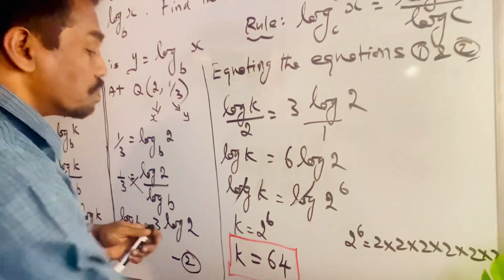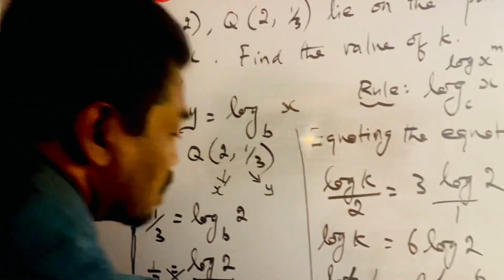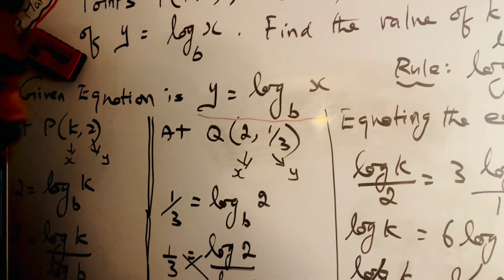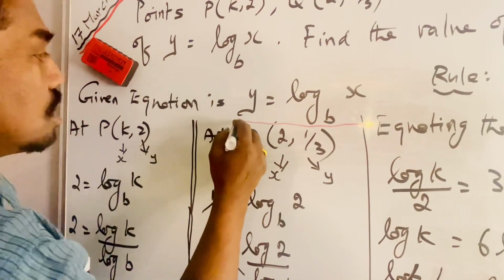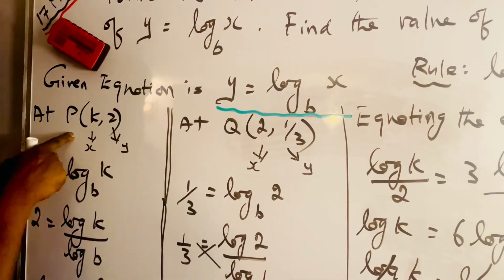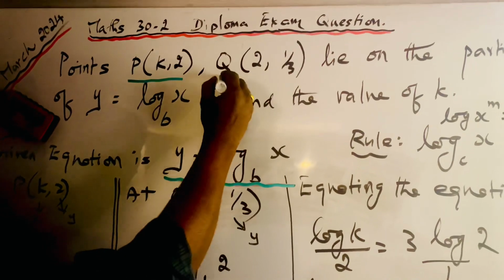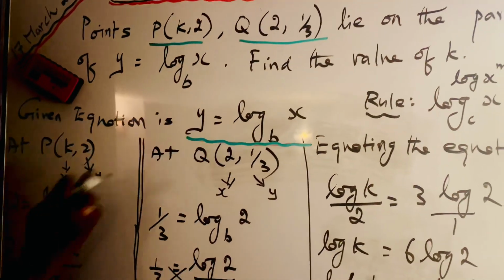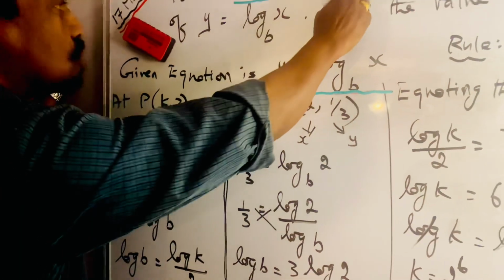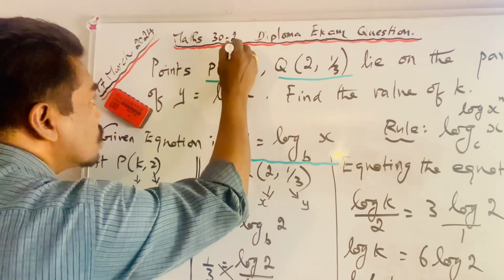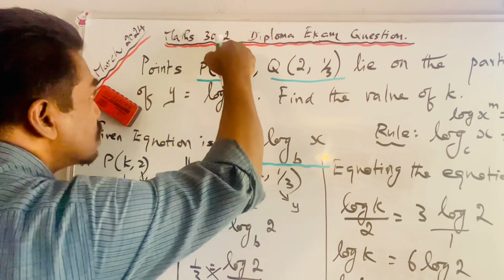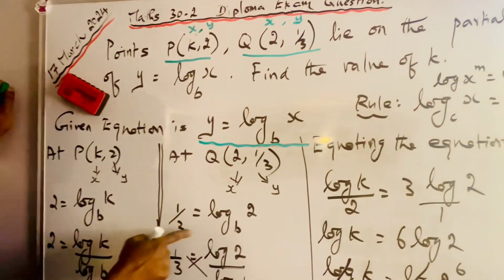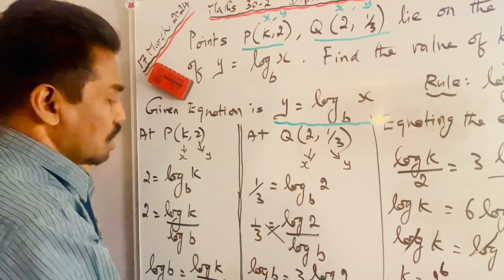So here, what did I do? The given equation is very important and very helpful for us to solve this question. In this given equation, I substituted the coordinates of the two points. I substituted the value of y here and x here. Here it is x and this is y. So I substituted y equal to 1 over 3 and x equal to 2, and I got two equations.